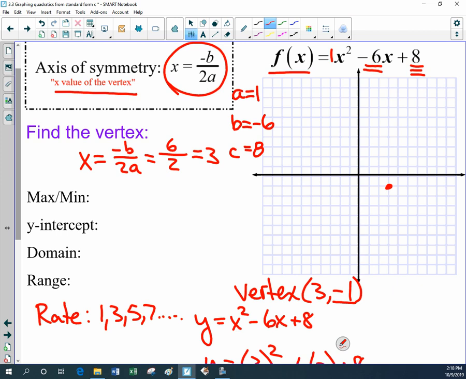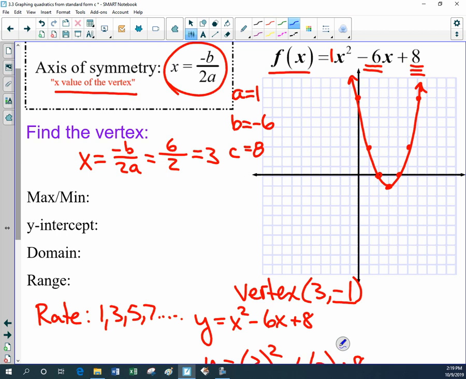So from our vertex, we're going to go up 1 over 1 on each side of the vertex. Then from the point that we just found, we're going to go up 1, 2, 3 over 1, up 1, 2, 3 over 1. Then we would go up 1, 2, 3, 4, 5 over 1, up 5 over 1, and here's our graph.